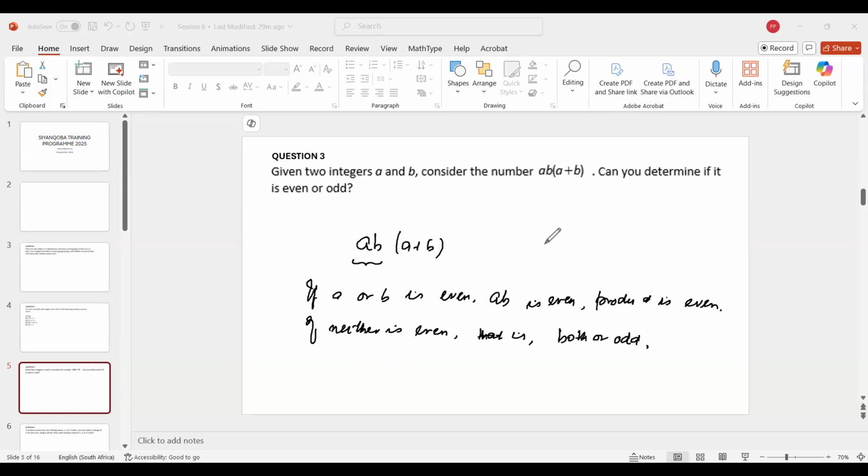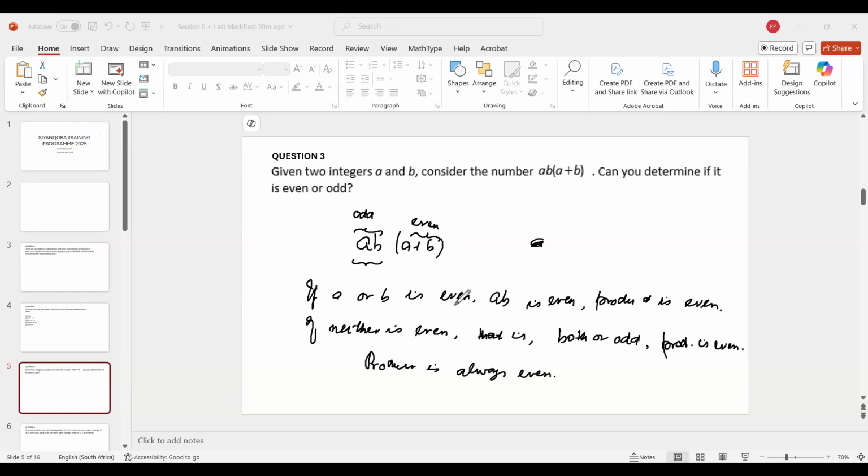In that case, A is odd, B is odd, so you have odd times odd here. But here, you have odd plus odd, and odd plus odd is even. So now this becomes even. So the product is still even. So the answer to this question is that this product is always even, in all possible cases.